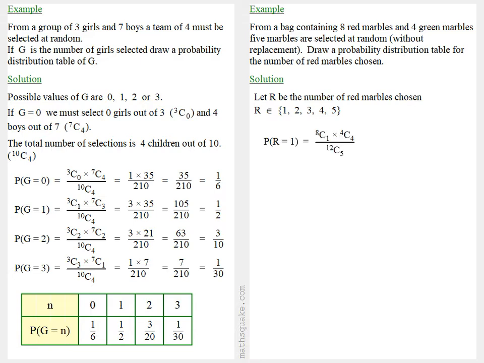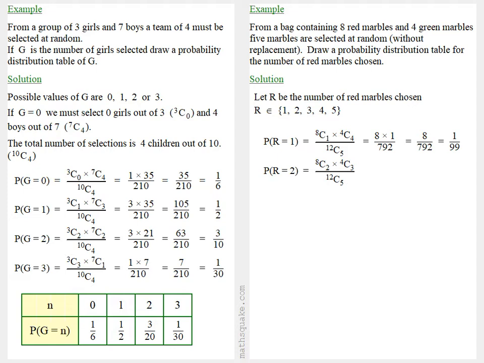Now, the probability that one of them is red means we've got to select 1 red out of 8 and 4 green out of 4. So that's 8C1 times 4C4. And the total number of choices, well, there are 12 marbles and we're selecting 5. So that's over 12C5, which gives us 8 times 1 over 792, or just 8 over 792, which cancels to 1 over 99.